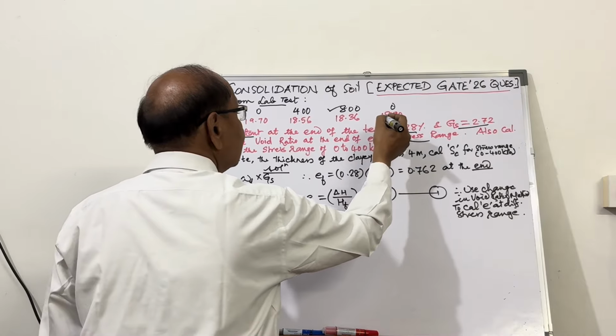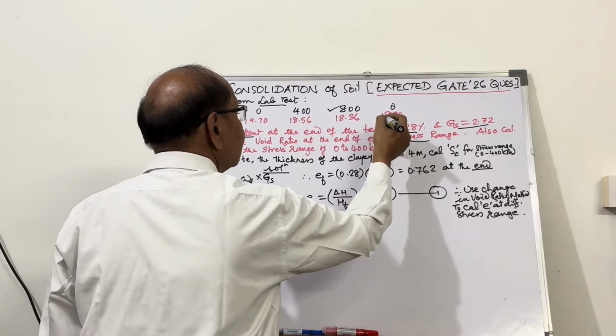Therefore, friends, you can easily calculate the value of delta E, and if you calculate the value of delta E, then your calculations become quite simpler. So because the sample is going to expand, we can calculate it. So this delta E, you can find out.